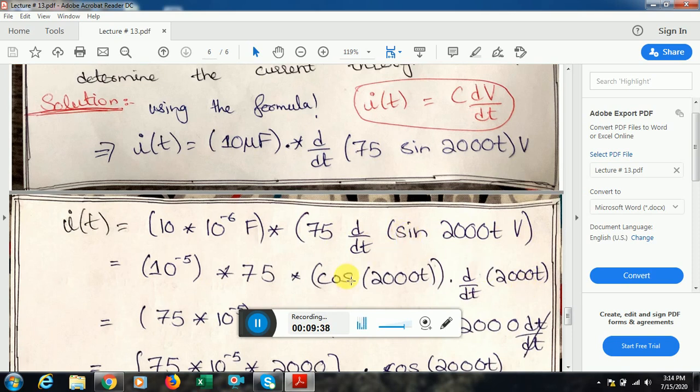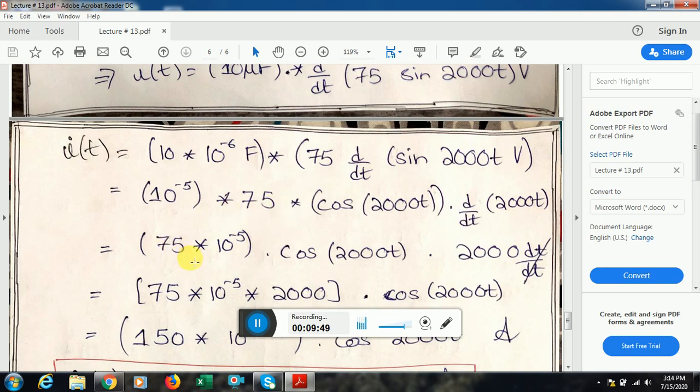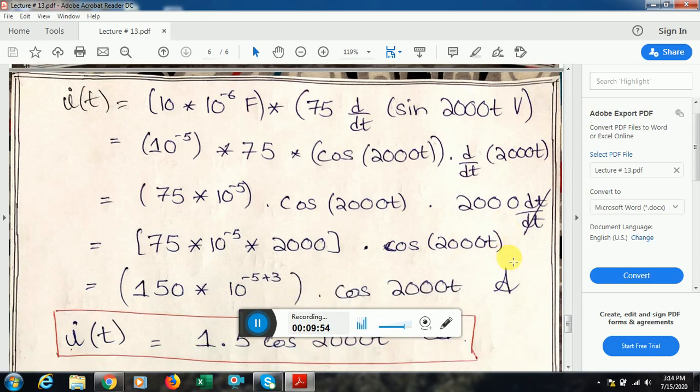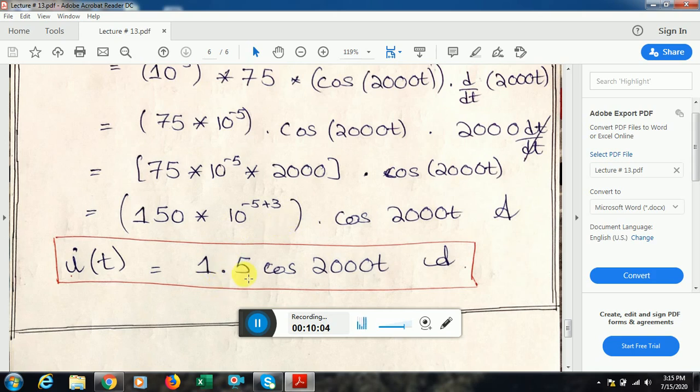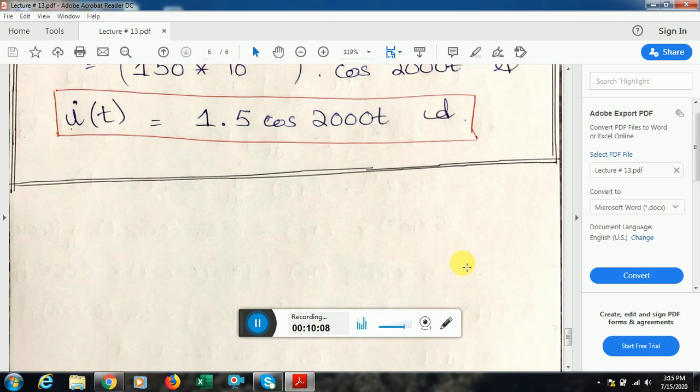The derivative of sine is cos, and first we'll take the derivative of sine, giving cos 2000t, and then the derivative of the angle, which is 2000t. So all these constants will gather up over here, and d/dt of 2000t is 2000. I haven't missed a single step, so that you can easily follow all the mathematics. By simply taking the product of all of this, I get to know that this comes up to 1.5 cos 2000t. So with this, lecture number 13 winds up.